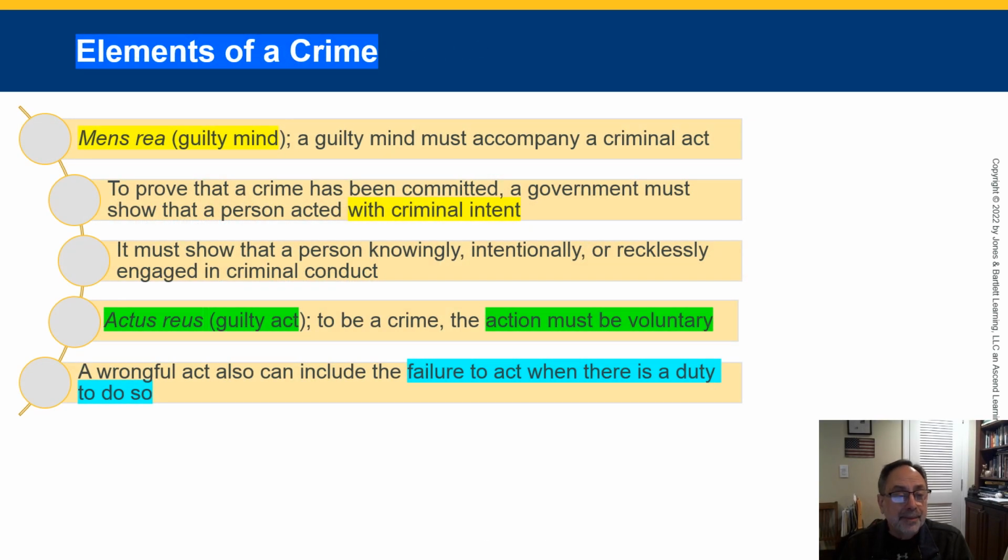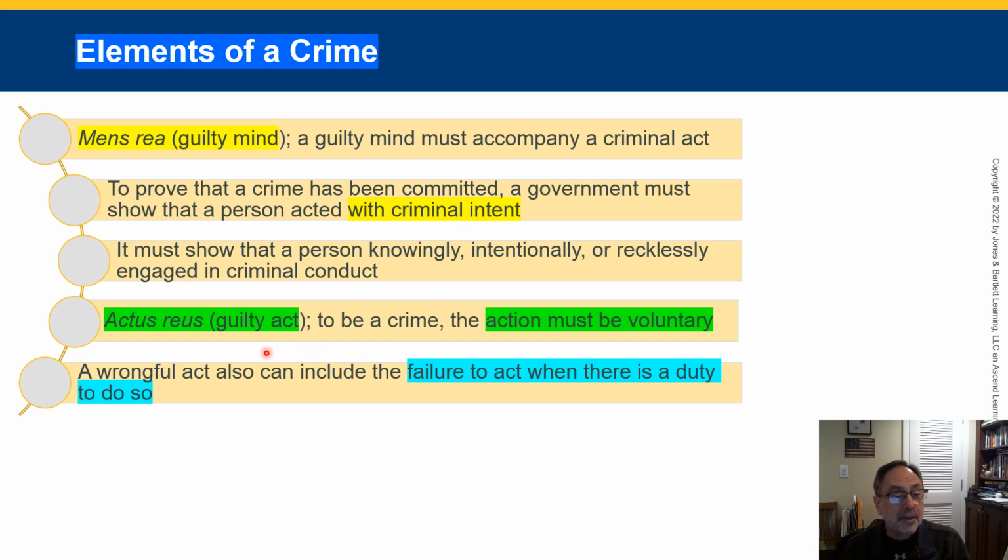So here are some of the elements of a crime. Mens rea, which means guilty mind. So that means that you have intent to hurt someone. You have a criminal intent. There is some sort of criminal intent that makes this not accidental. This makes this a criminal act.